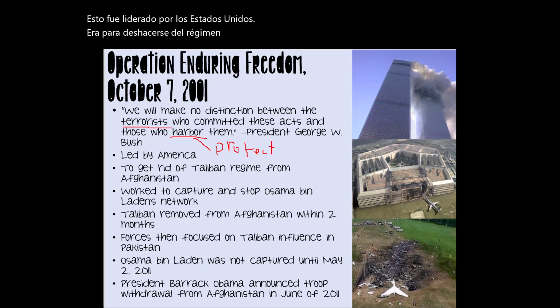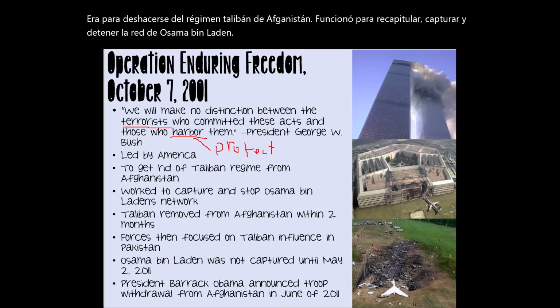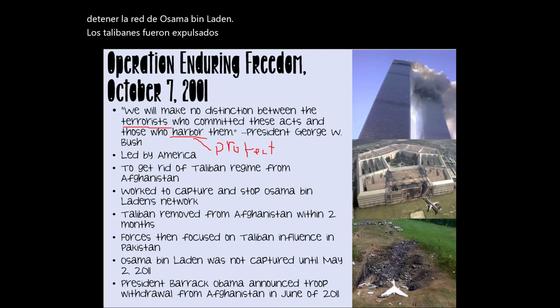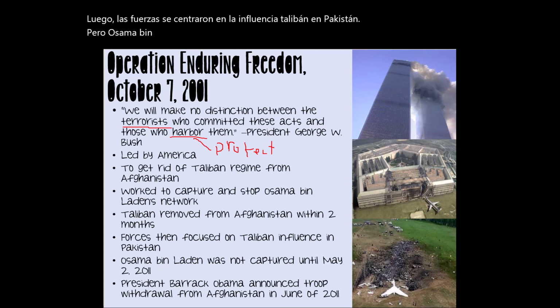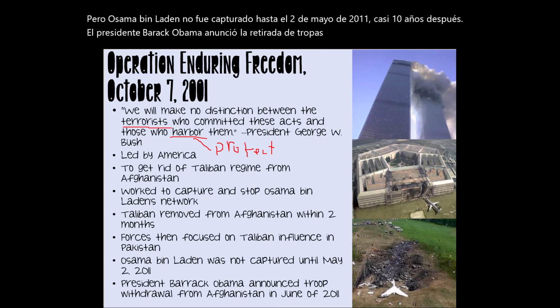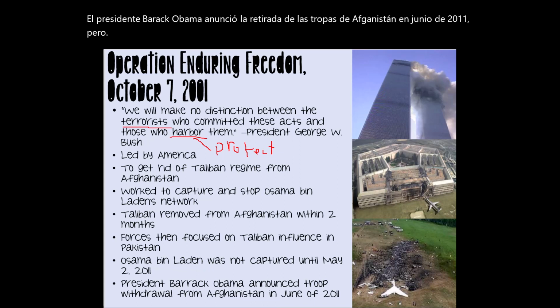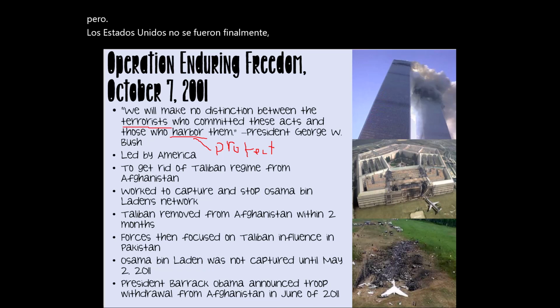It worked to capture and stop Osama bin Laden's network. The Taliban was removed from Afghanistan within 2 months. Then forces focused on Taliban influence in Pakistan. But Osama bin Laden was not captured until May 2nd, 2011, almost 10 years later. President Barack Obama announced troop withdrawal from Afghanistan in June of 2011, but the United States did not completely leave Afghanistan until last year.